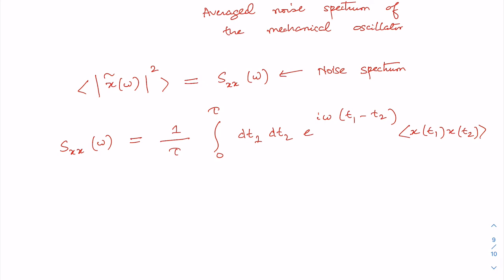Okay, this is what I have, and this particular quantity, you see, the average of x at t1 and x at t2, this is known as the correlator. So let me write here, this is an important quantity, the displacement at two different times. This is known as the correlator or the correlation function, and it basically gives us the information of the displacement of the oscillator at two different times. Now in the steady state, no point in time is special because it is steady state, and the correlator will depend only on the time difference.